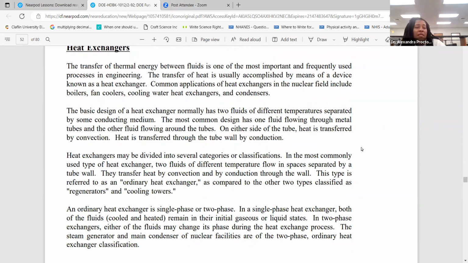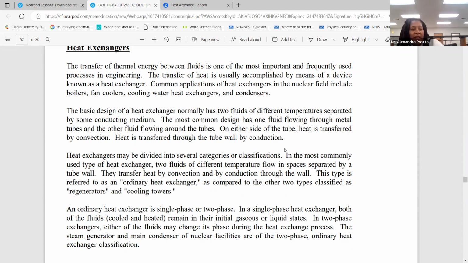So the transfer of thermal energy between fluids is one of the most important and frequently used processes in engineering. And so the transfer of heat is usually accomplished by means of a device known as a heat exchanger. The common applications of this in the nuclear field include boilers, fan coolers, cooling water heat exchangers, which you do see a lot, and then condensers.